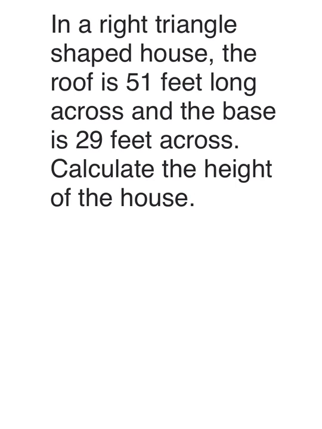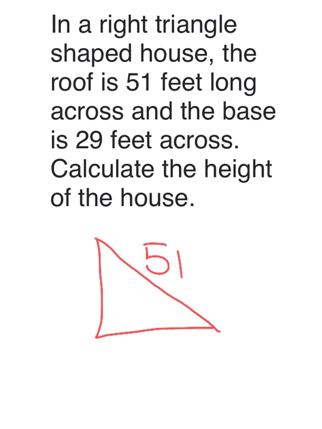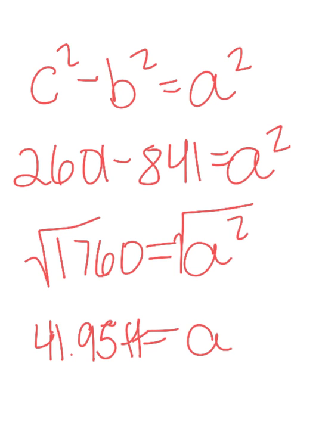So again, I'm going to draw a picture. And it's a right triangle, as it says in the problem. And it says that the roof is 51 across. And it says that the base is 29. And they want to know, calculate the height of it. So on the next page is the answer. I want you to pause the video and try to solve this one by yourself.